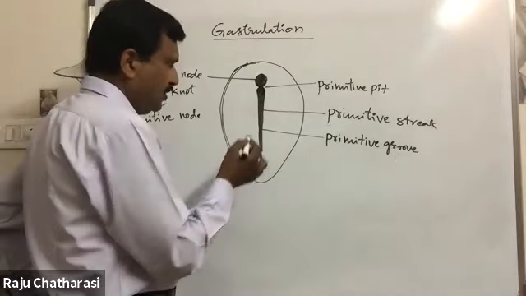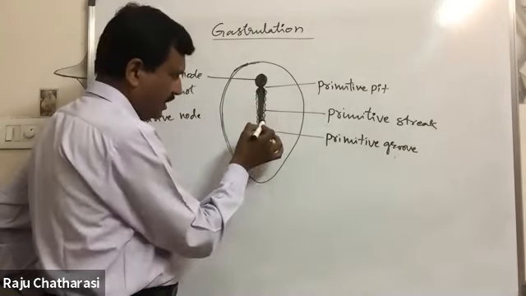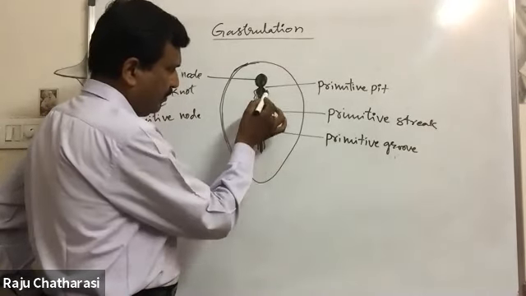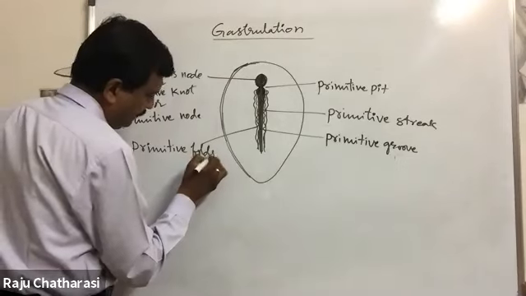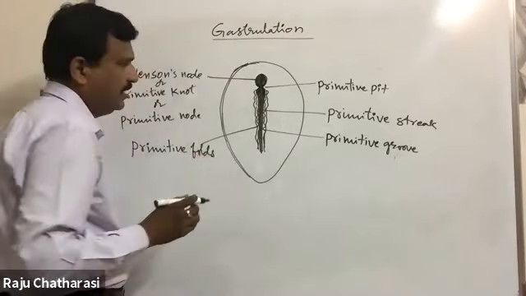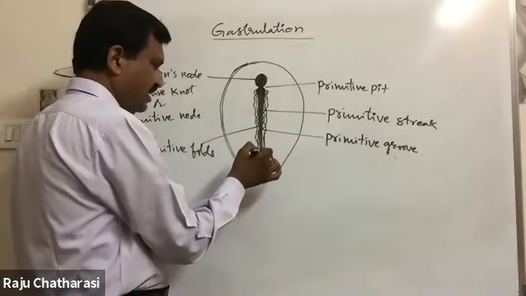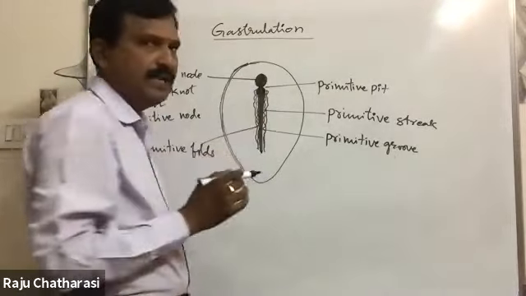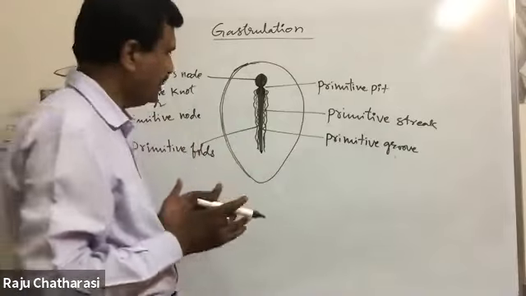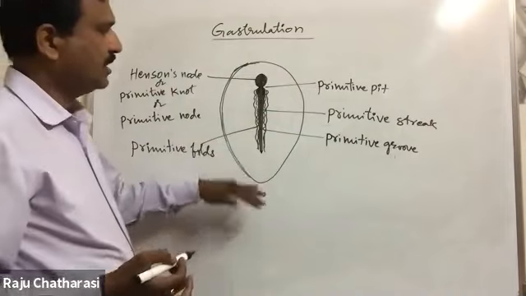Next, along with this primitive groove, lateral fold-like structures are there. These are called lateral folds or primitive folds. Such kinds of changes take place in the embryo during gastrulation. The formation of the primitive streak is the initial stage, and it indicates the beginning of gastrulation. Gastrulation is a dynamic process. Dynamic process means changeable process. So cells undergo some changes, and structures like this will appear. This is called gastrulation.